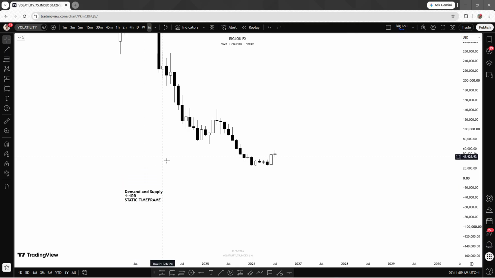What do I mean by static time frame? I mean that you are not doing top-down analysis or higher time frame narrative, which is where most people struggle. Top-down analysis and higher time frame narrative are very important. They give you the storyline of the asset, where price is coming from and where price is heading to.